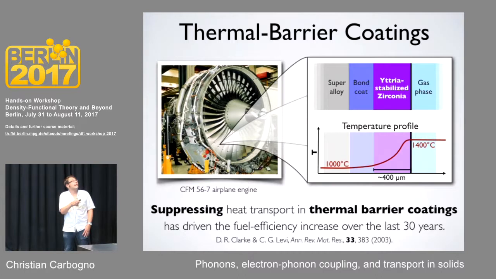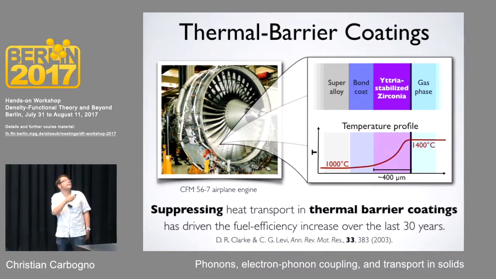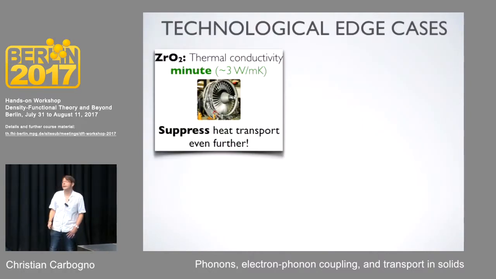So nowadays, whatever airplane you're riding, the combustion actually takes place at a temperature that is roughly 300 K above the melting temperature of the superalloy here. And the only thing that prevents a melting of the turbine is this 0.5 millimeter of ceramics. So obviously understanding, optimizing, and improving these materials here and lowering the thermal conductivity even further is an important job in the next couple of decades if you want to make air travel even more fuel efficient.